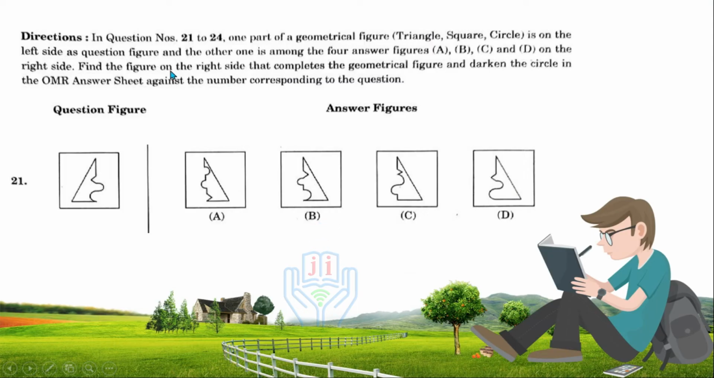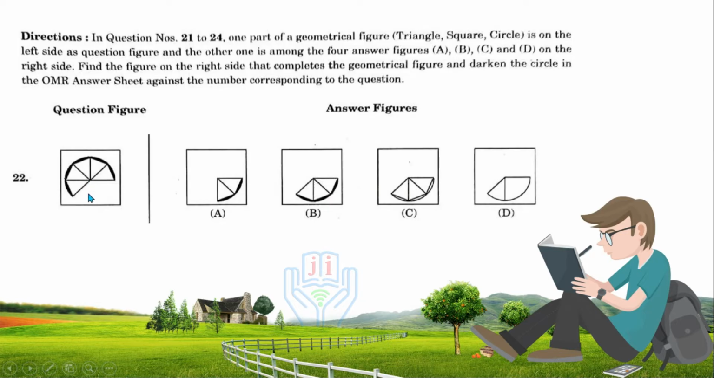Part 6. Find the figure on the right side that completes the geometrical figure. So if you see this, we need to attach the figure with any option A, B, C, D. So triangle shape, if you see, the triangle shape should attach. D1. Answer will be D. So 1 and 2. Two triangles. So total 1, 2, 3. Answer will be B, and it should be dark here. Answer B.